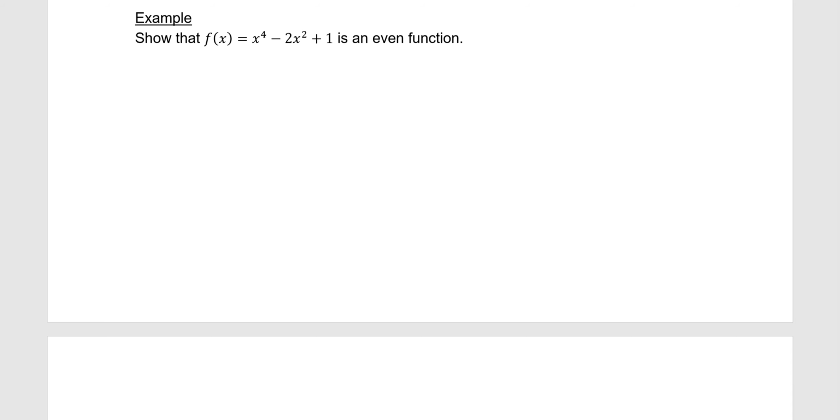So what we're going to do is evaluate f of -x. So we plug in a -x everywhere there's an x. So that becomes (-x) to the 4th minus 2 times (-x) squared plus 1. And this simplifies because a negative x raised to an even exponent is going to be the same as positive x to that exponent.